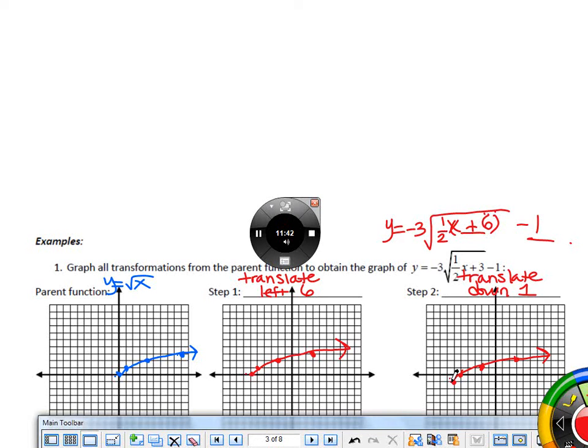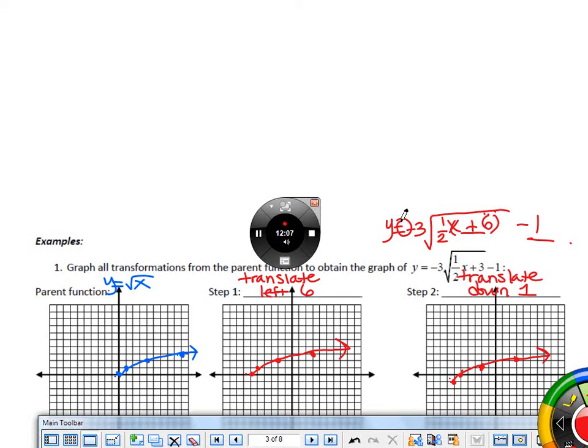Good, a vertical reflection. So remember, all the horizontal stuff is captured inside the function. So in this function, it's all the stuff that's underneath the radical. Anything that's outside of the radical is all vertical stuff. So this negative that's out here with the 3, that's going to be a vertical reflection, which means it's going to flip your points that are above the vertex so that they are below the vertex. Okay? So I'm going to go to the next graph to graph that step.